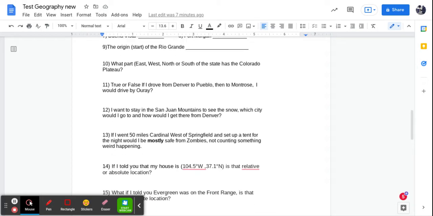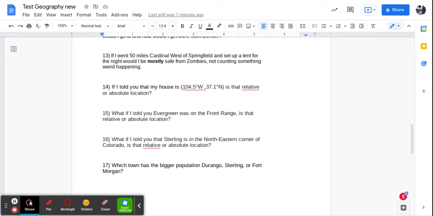Number 13. If I went 50 miles cardinal west of Springfield, Colorado, and set up a tent for the night, would I be mostly safe from zombies? Not counting something weird happening, would it probably be safe there? Based on your zombie map and 50 miles cardinal west of Springfield, would you be able to sleep outside? Probably.